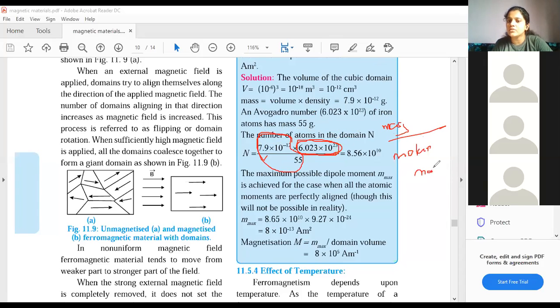What is this formula used for? Number of moles. Yes, very good. Number of moles is nothing but mass upon molar mass. So what they have done is, in order to find the total number of atoms, first find the number of moles, into the number of atoms present in 1 mole. The number of atoms present in 1 mole is this much, 6.023 into 10 raised to 23.